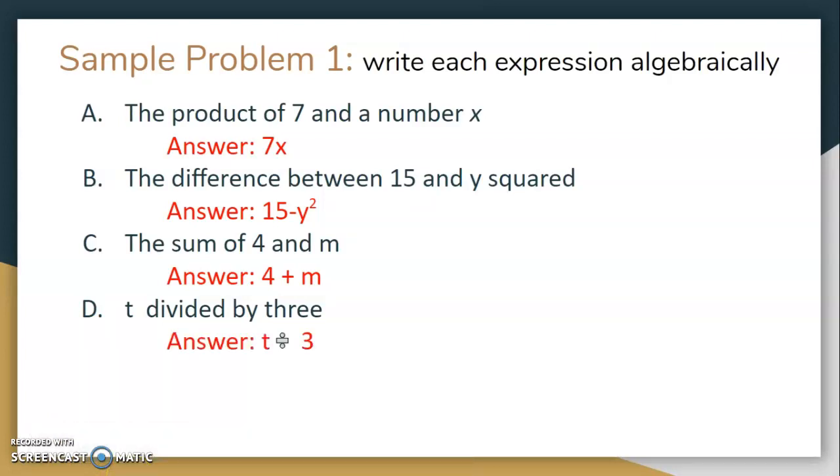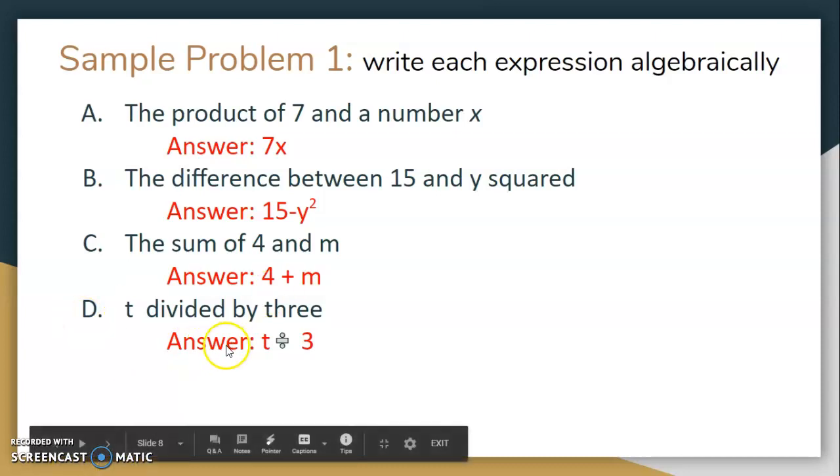The answer is t divided by 3. You can also have t over 3. You could not put 3 over t, because if you put 3 over t, then that would mean 3 divided by t. And that wouldn't be correct. So it would be t over 3 or t, the division symbol, 3.